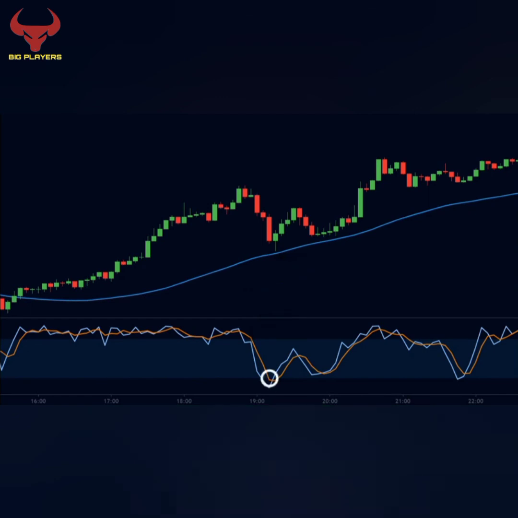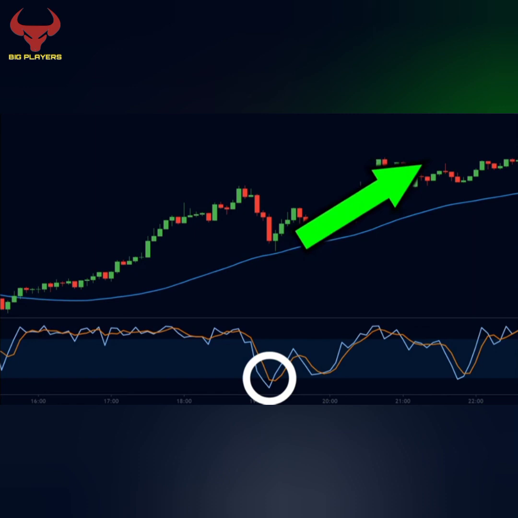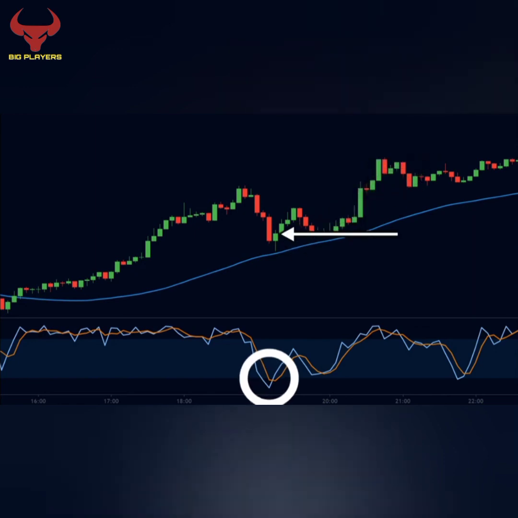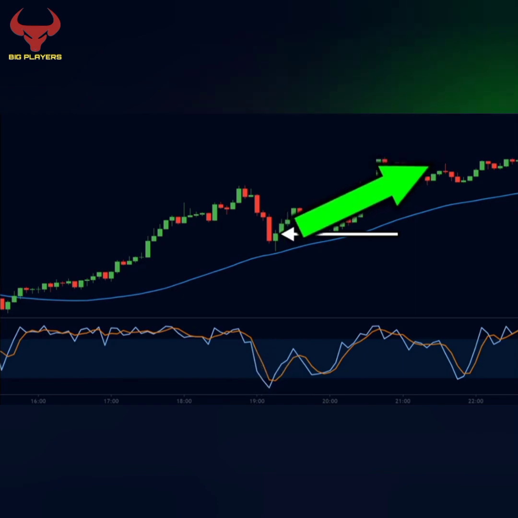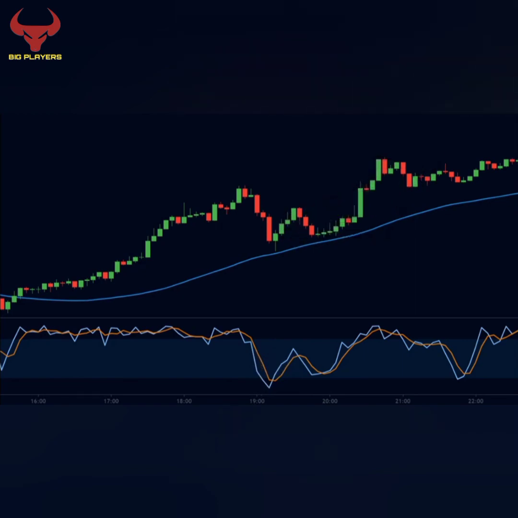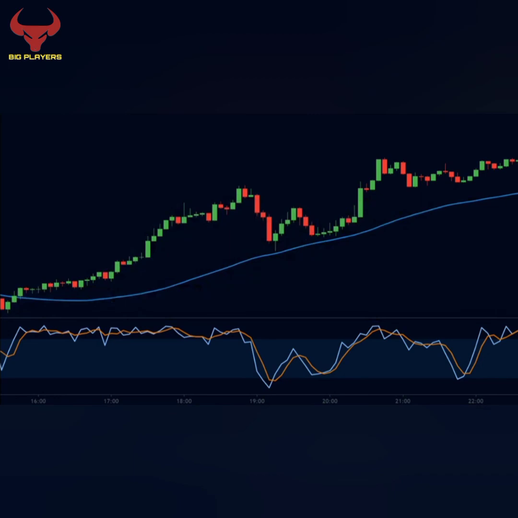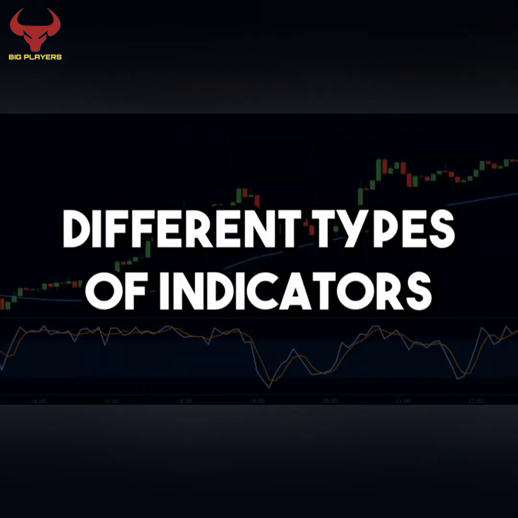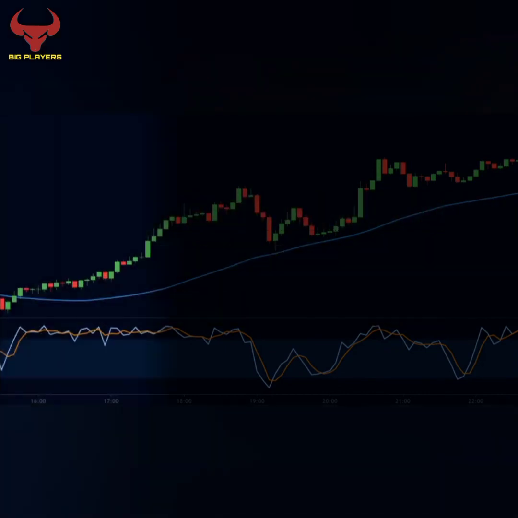The stochastics makes a bullish crossover here. So we can say that the momentum of the market has switched upwards. Hence, we expect the market to move up. So we buy here. And, as you can see, the price gave a strong up move after our entry. Again, I am not saying that you should use the exact same combination of indicators. Instead, I want you to understand different types of indicators, and avoid overcomplicating your chart with more indicators.